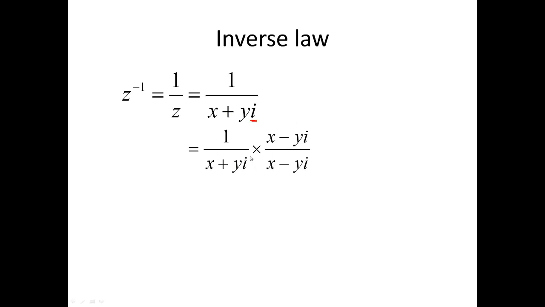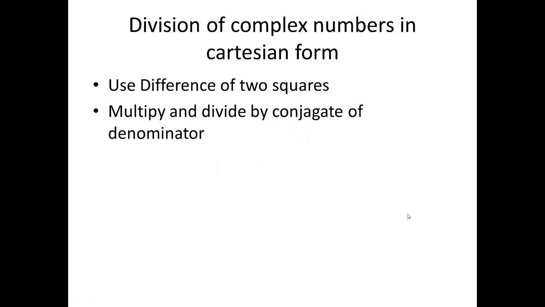I'm going to use difference of two squares. That is, I'm going to multiply by the conjugate. If I multiply the bottom of the fraction by the conjugate, then I have to multiply the top of the fraction by the conjugate. X plus yi times x minus yi is a difference of two squares. That gives me x squared plus y squared, and whatever I get on the top line. We're going to use that for division of complex numbers in Cartesian form.